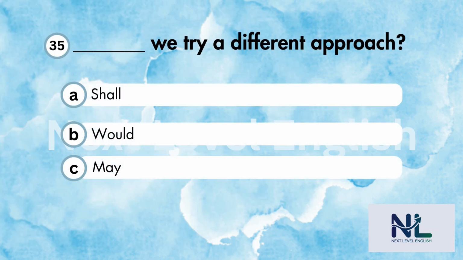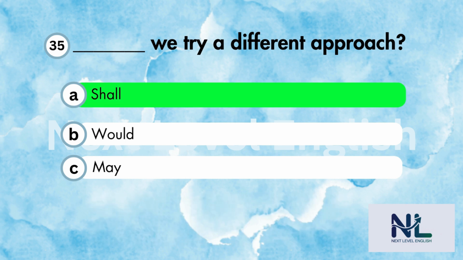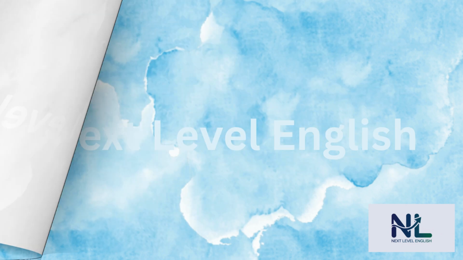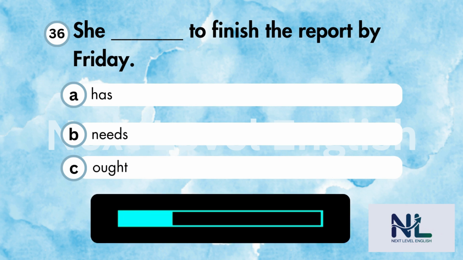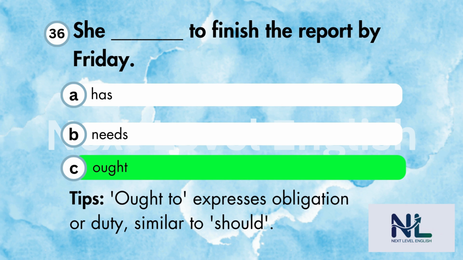35. We try a different approach? Shall. Tips. Use shall to suggest or offer, especially in British English. 36. She to finish the report by Friday. Ought. Tips. Ought to expresses obligation or duty, similar to should.